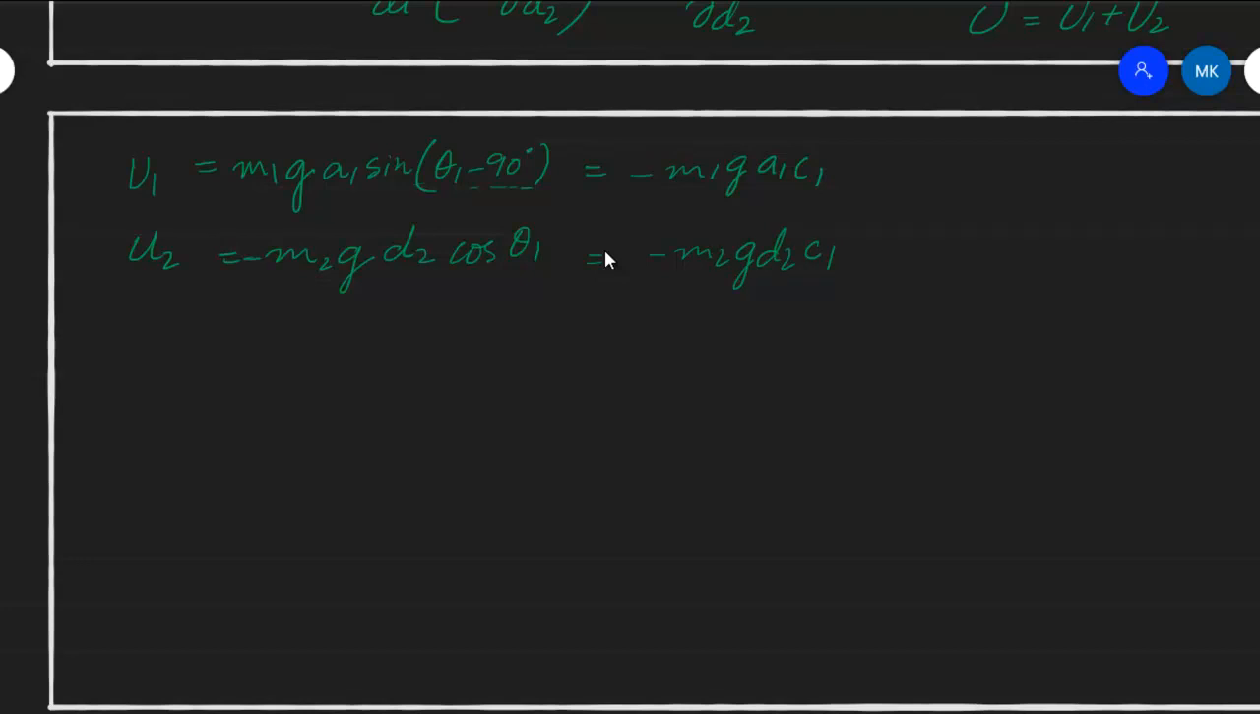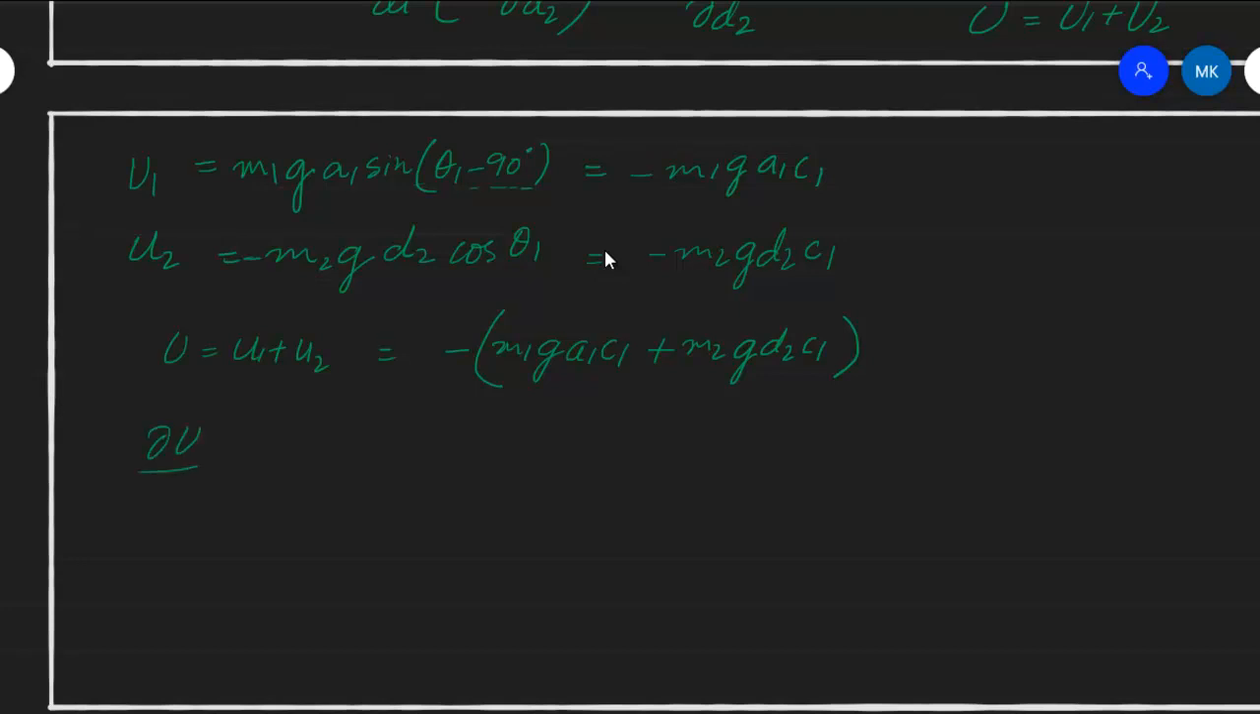Because there is no other angle, you will have just this component where d2 is also varying and theta 1 is also varying. The total potential energy will be equal to U1 plus U2, which is equal to minus m1 g a1 cos of theta 1, put it in brackets, plus m2 g d2 cos of theta 1. Now we can derive those parts which we require later on in the equation of motion.